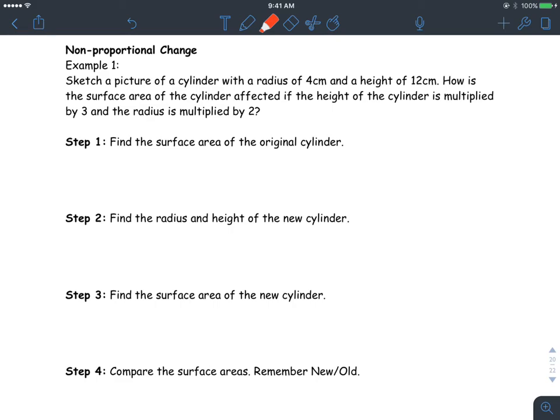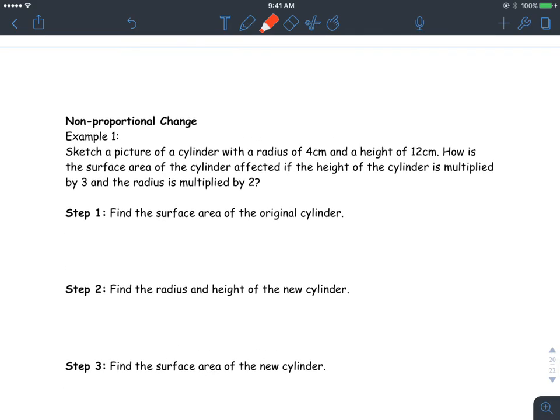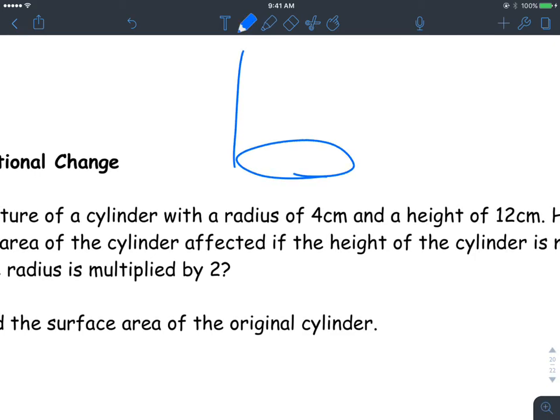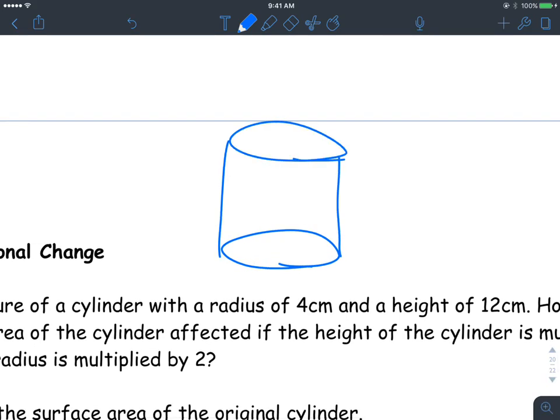Okay. Next problem here is just kind of talking about non-proportional change. There's not really a rule or pattern to these typically, so we're just going to have to go and find the two different objects' surface areas and volumes, and then go from there. So we have a cylinder with a radius of 4 centimeters and a height of 12, so I'm going to go ahead and just sketch one of those out here real quick. So radius is 4, and then the height is 12.